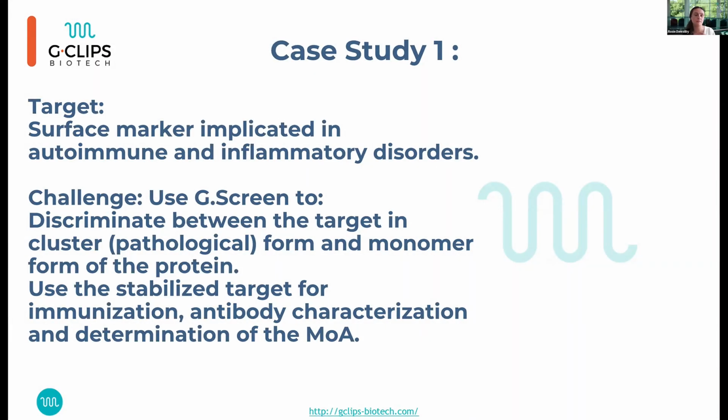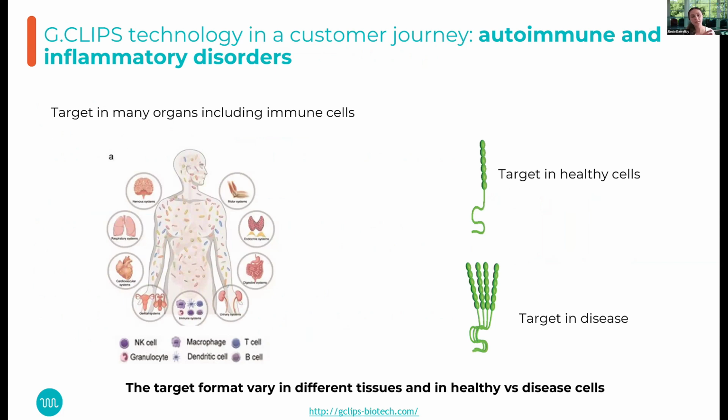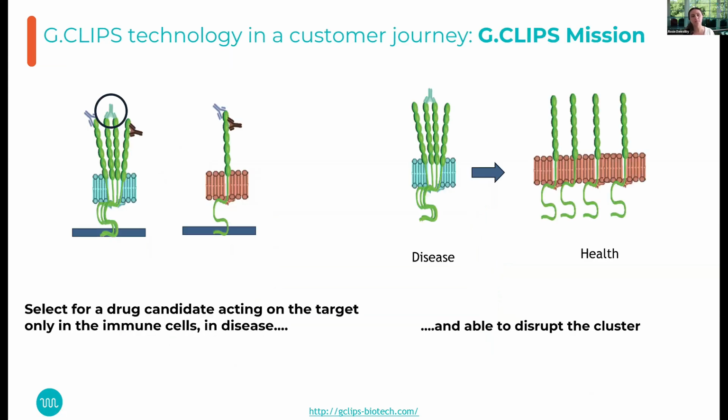So the first example is of a cell surface marker implicated in autoimmune and inflammatory disease. In this case, the challenge was that not only was this protein in many different cells, including the immune cells where we wanted to target it, it also had different shapes in healthy cells versus the cells in the disease, meaning it was in a monomeric form in healthy cells and in a cluster form in the disease.